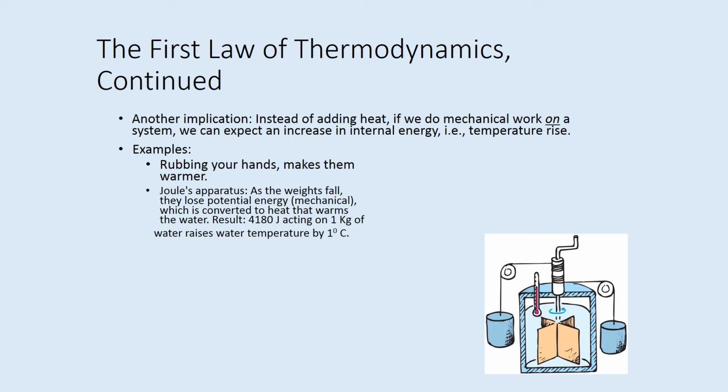And one important result that came out of this was that doing an amount of work equal to 4,180 joules, acting on 1 kilogram of water, raised the water temperature by 1 degree. So this allowed us then to get our first measurement of specific heat capacity, which basically says that if I've added a form of mechanical energy of 4,180 joules, then I will increase the temperature of the water of 1 kilogram by 1 degree.